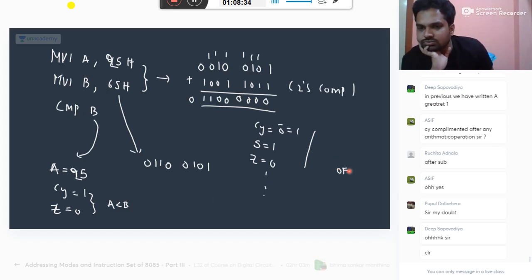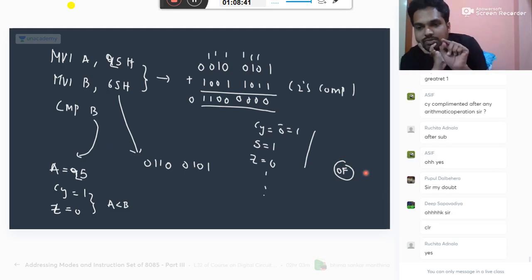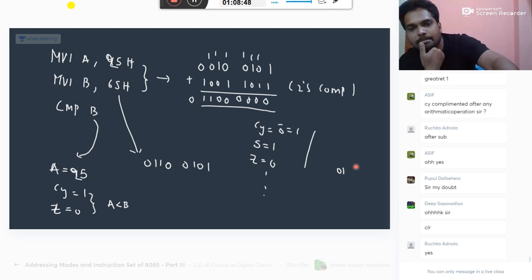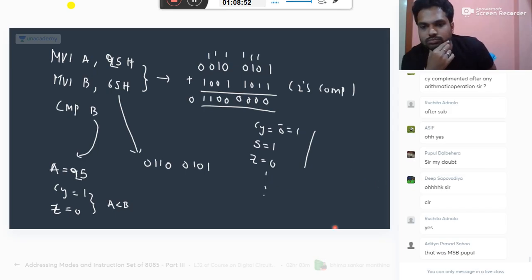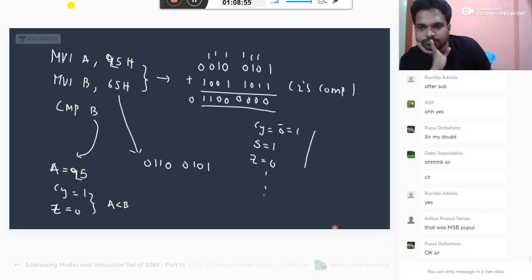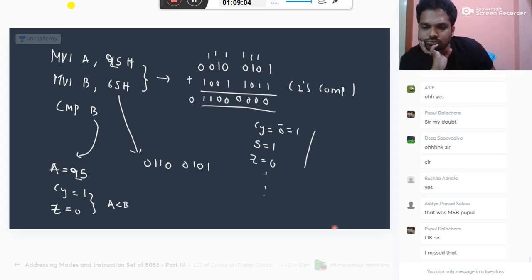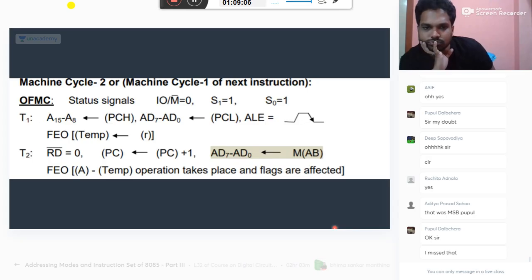See, this is what happens during the compare instruction. Second machine cycle. First machine cycle is opcode fetch. This is fetch execution overlap. Internally that register is copied into the temporary register. The temporary register and accumulator will be subtracted. Flags are affected. No register is affected. Only flags will be affected. This is what happens internally.